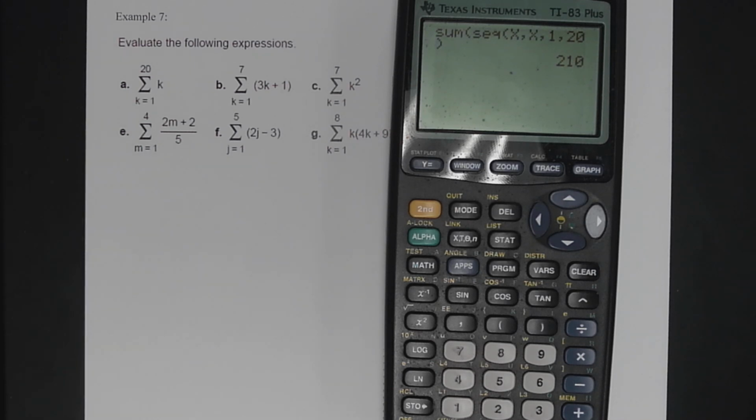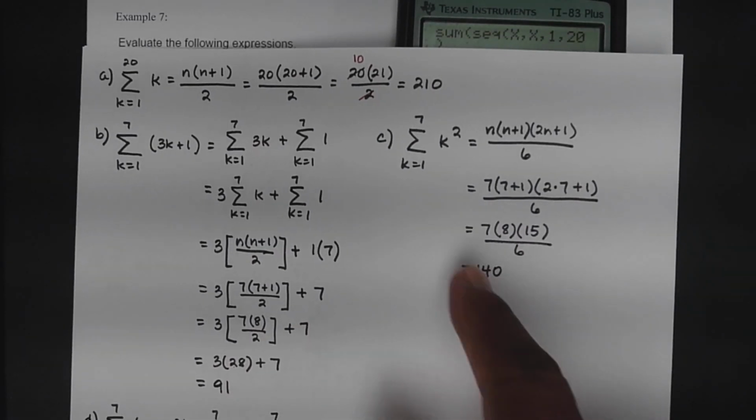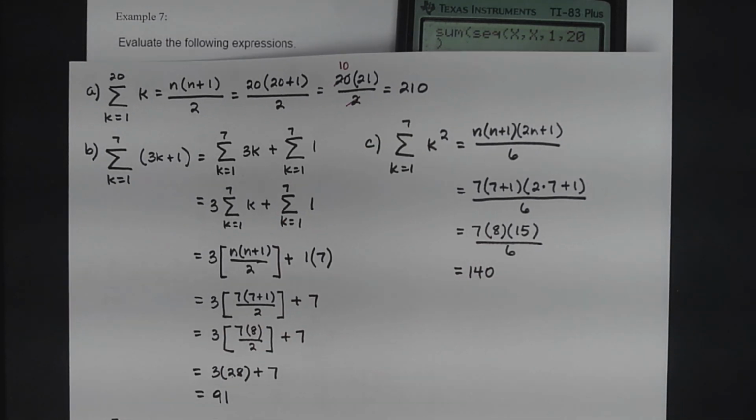So that means that the summation for k equaling from 1 to 20 of k would be 210. Okay, and you can see that I got that same answer here when I did this on a previous video.